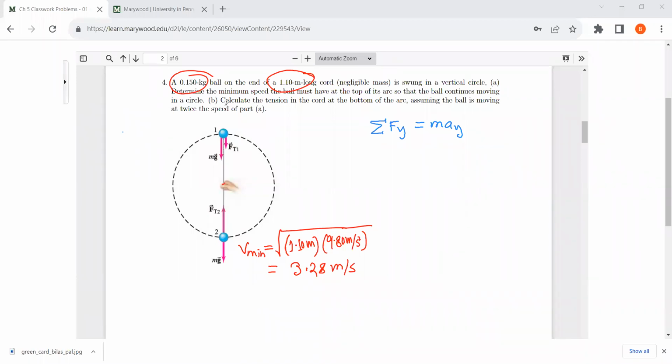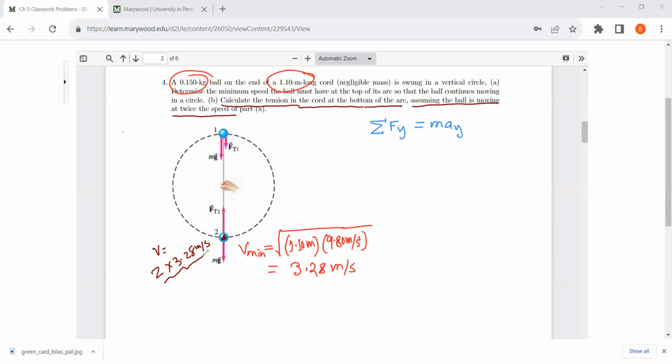So the second part asks us to calculate the tension in the cord at the bottom of the arc. That means we are now interested in finding the tension when the ball is here at position 2, assuming the ball is moving at twice the speed of part A. So here we know V, and V is given as 2 times 3.28 meters per second. At position 2, the velocity is this. If the velocity is equal to this, then what is the tension?